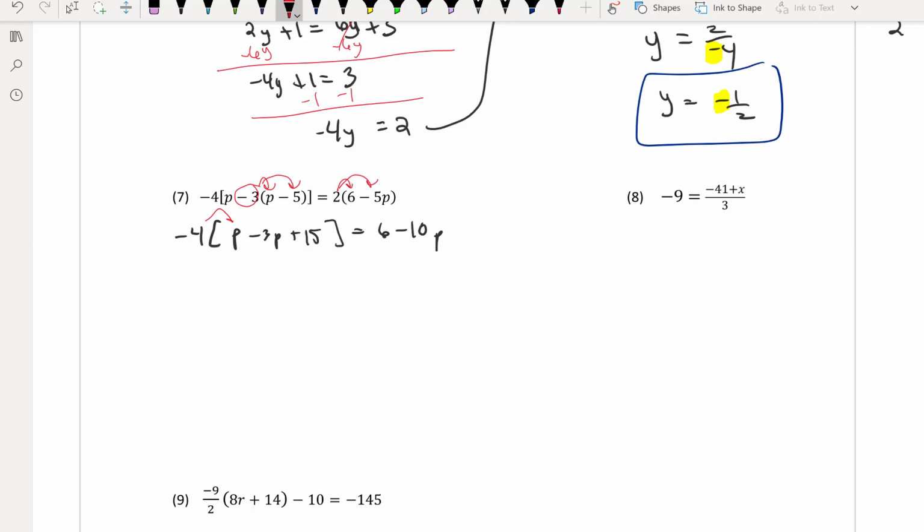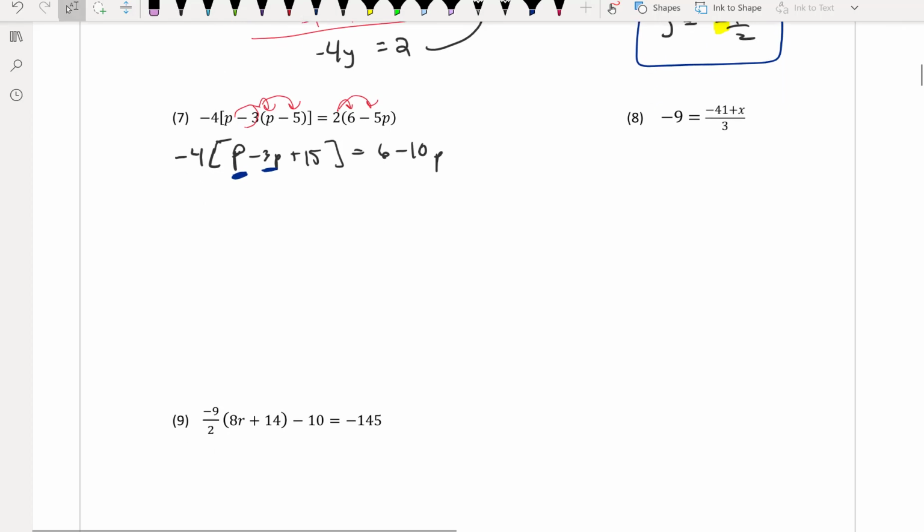Now I'm going to grab that negative 4, or actually before I do that, what I noticed is that I have a p here and a p here. So I can combine that before I distribute that negative 4. I'm going to go ahead and do that so I have fewer terms. So negative 4, and p minus 3p, you can think of it as a 1p, so 1 minus 3 is going to be a negative 2p plus 15. And everything else just gets copied down below.